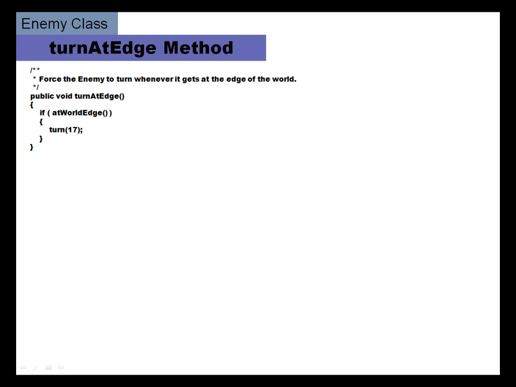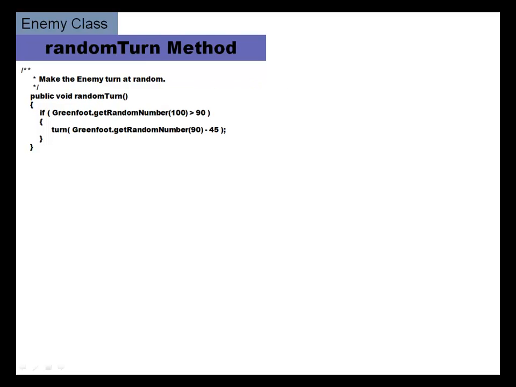Now, add method turn at edge, which will make the enemy turn if it hits the edge of the screen. Random turn causes the enemy to turn at random every act call. This will make enemy movements unpredictable, as they can turn anywhere between 45 degrees to the left or 45 degrees to the right. Now, save and close the enemy class.